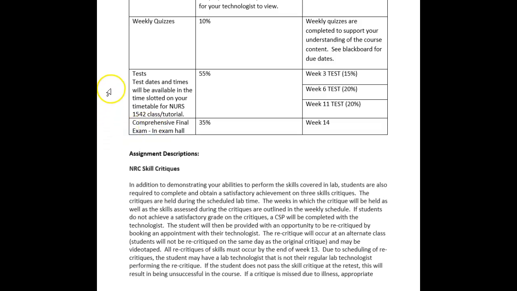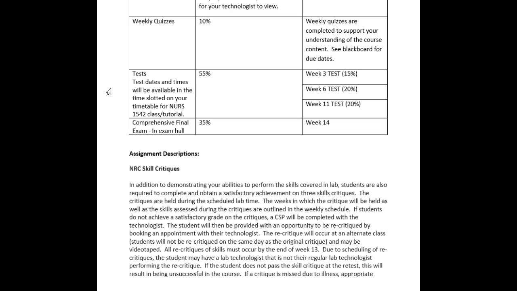The other component of this course that comprises 55% of your grade are the tests within the course. There are 3 tests throughout the term. There's 1 in week 3, 1 in week 6, and 1 in week 11.